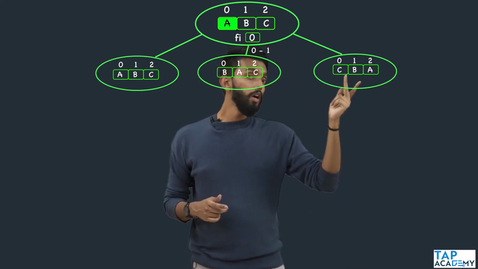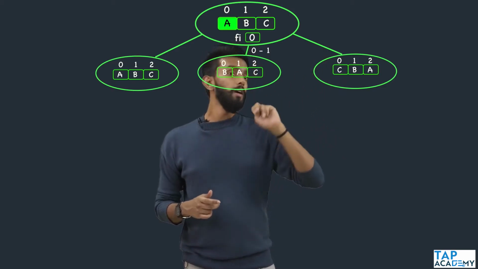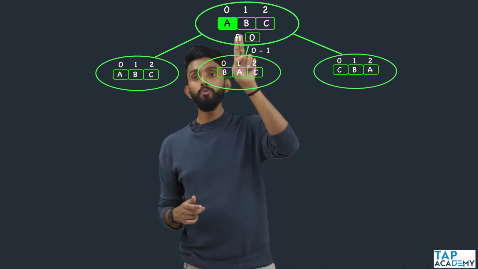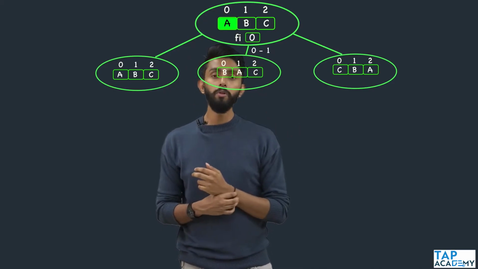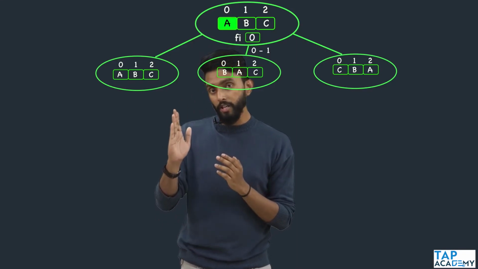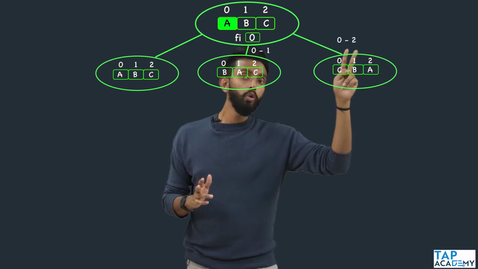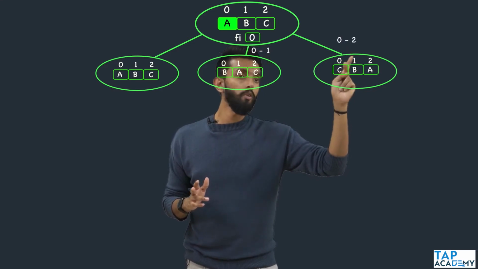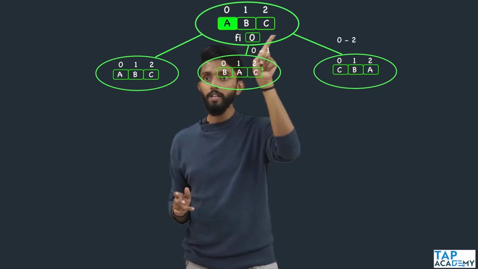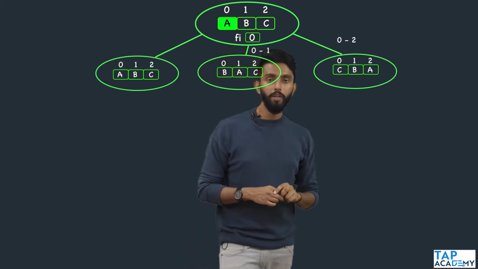Ultimately, what have you done? You have swapped A with C. I hope you are able to think. You have swapped the fixed index with the last index, which means 0 and 2, these positions have got swapped. So C and D. There it is, A and C. Hope you're able to think.